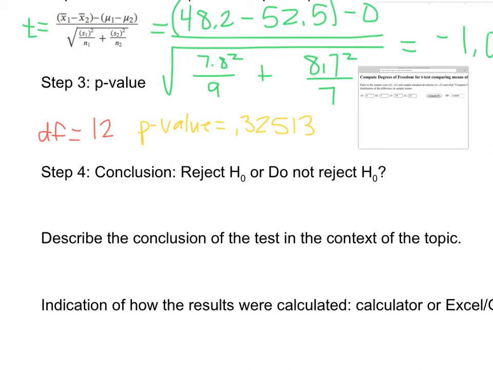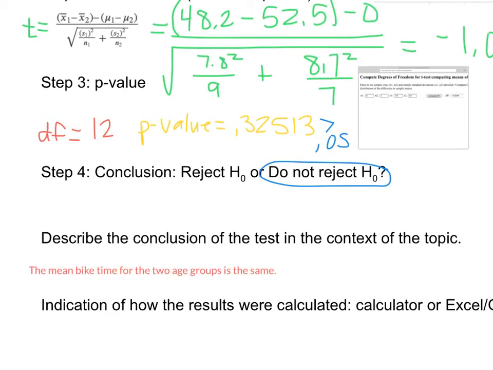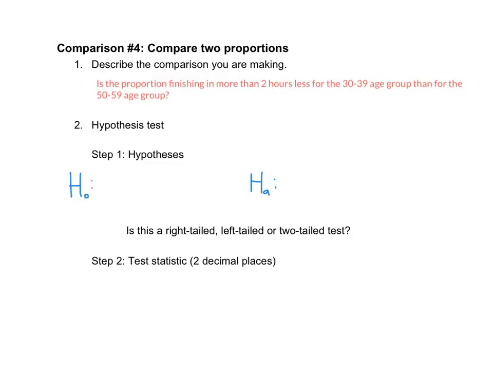And because that is greater than our significance level of 0.05, we are going to not reject the null hypothesis. And the conclusion of the test in the context of the topic is that the mean bite time for the two age groups is the same. We did not reject the null hypothesis, which says that there is no difference between the mean bite time for these two age groups. So we can conclude that the bite time is the same.